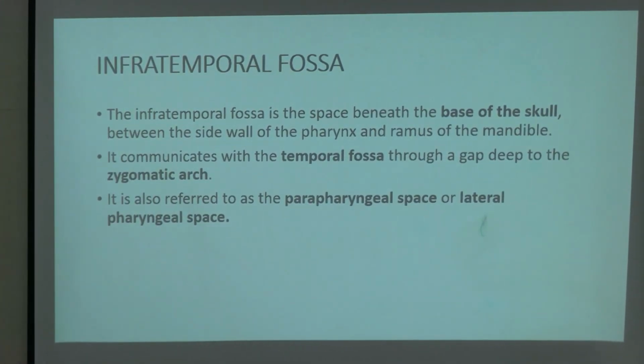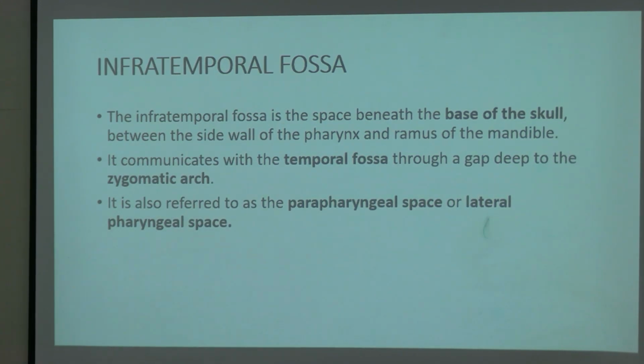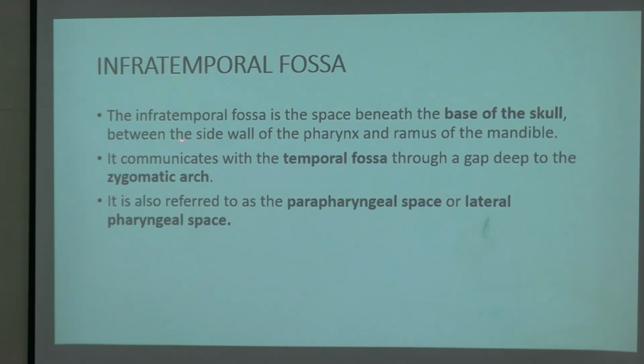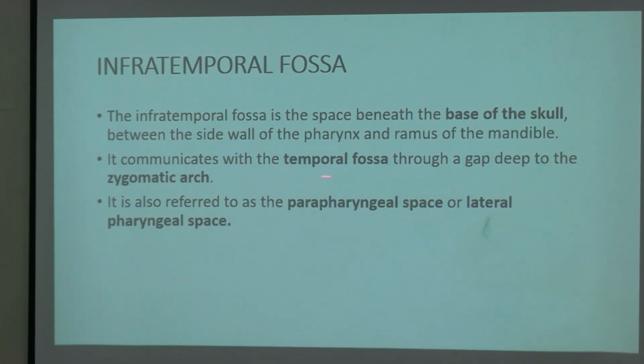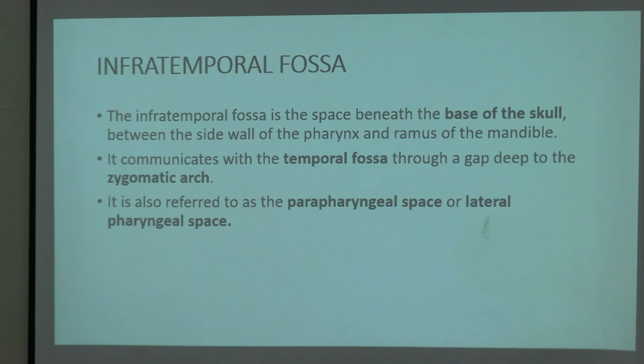Next we have the infratemporal fossa, which is present below your zygomatic arch. The infratemporal fossa is the space beneath the base of the skull, between the side wall of the pharynx and the ramus of the mandible. It communicates with the temporal fossa through a gap deep to the zygomatic arch. It is also referred to as the parapharyngeal space or lateral pharyngeal space.